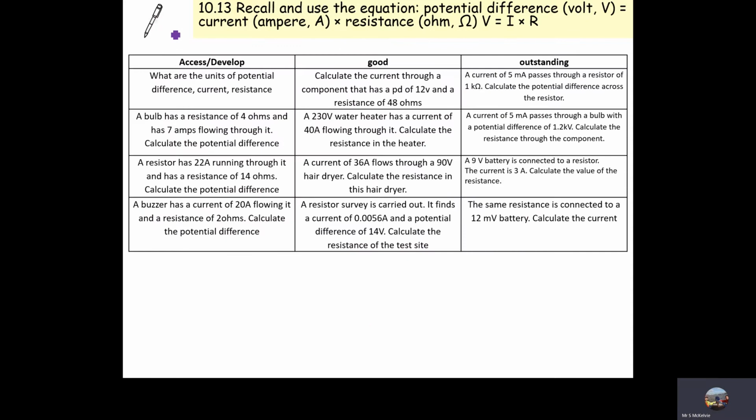What I'd like you to do is pause the video, give this a go, see if you can figure it out. And when I finish speaking, I'm going to write down the rearranged equations for everybody. So you can pause now if you don't want those.